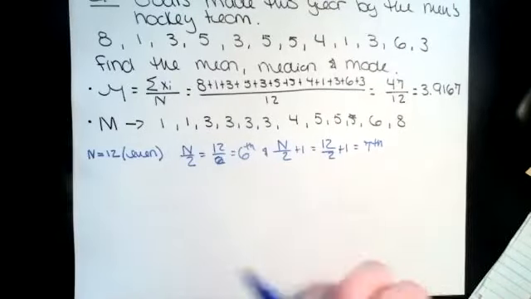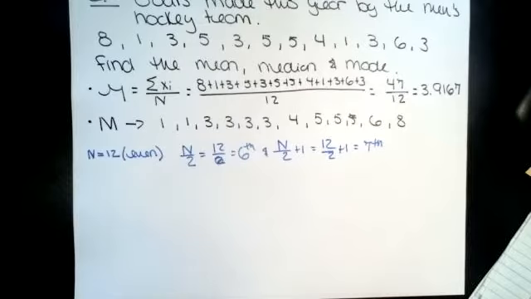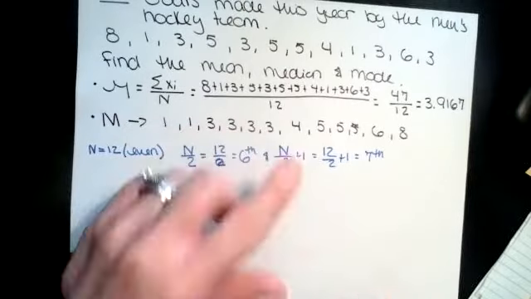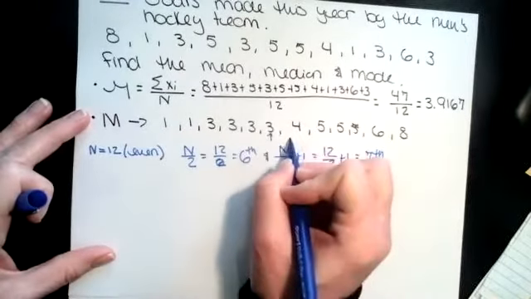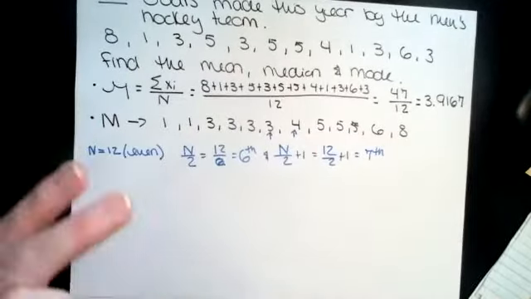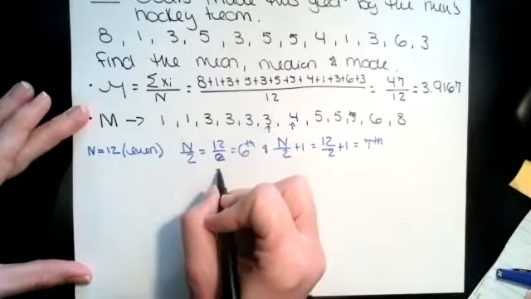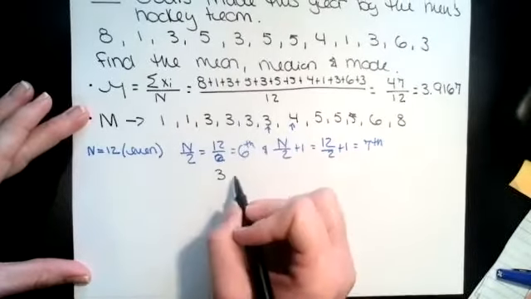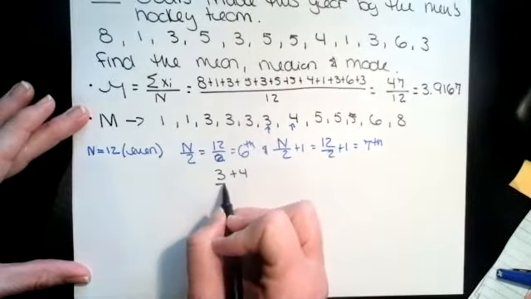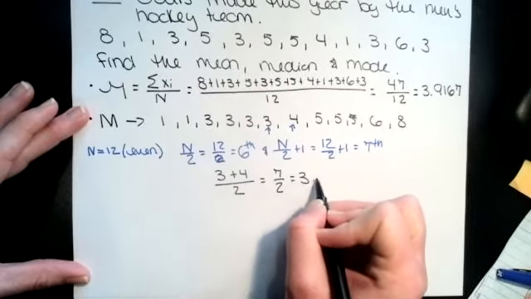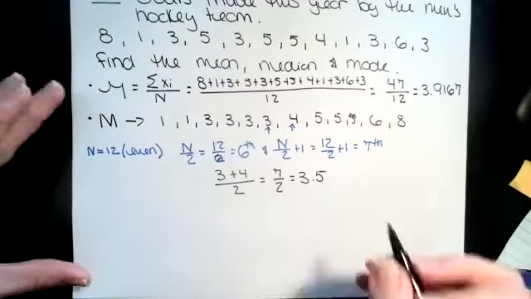Now, yes, for a small data set, it's easy to see what the 2 middle values are. But if you had thousands of numbers, it's not so easy to see what the 2 middle values are, right? So for this one, it's pretty simple. I'm going to go over to the 6th data value and my 7th data value, and I'm going to average them. My sixth data value is 3, and my seventh data value is 4. So I'm going to add them together and divide by 2. So I get 3.5 as my median.